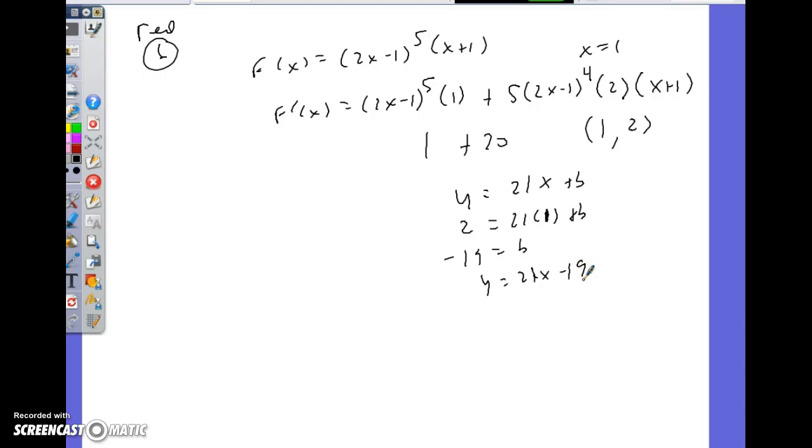Good? Yeah. Actually, I solved it wrong. When I put back the 1 to solve for your y value, I put it in the f prime, not the f. Oops.